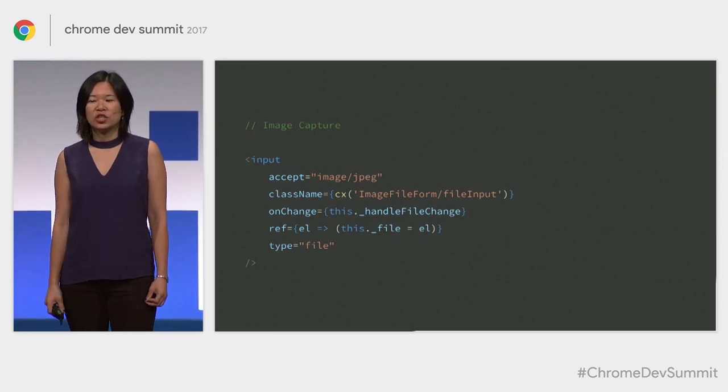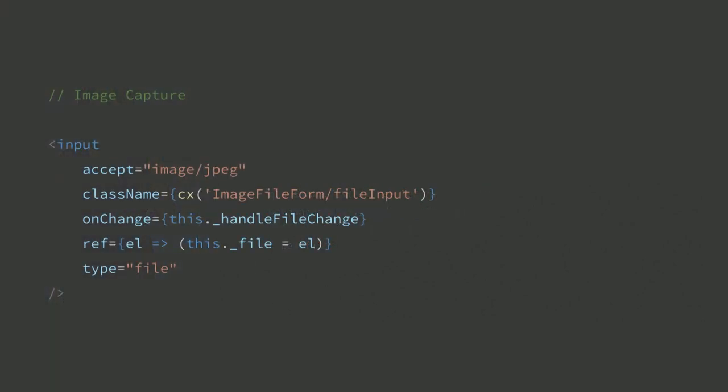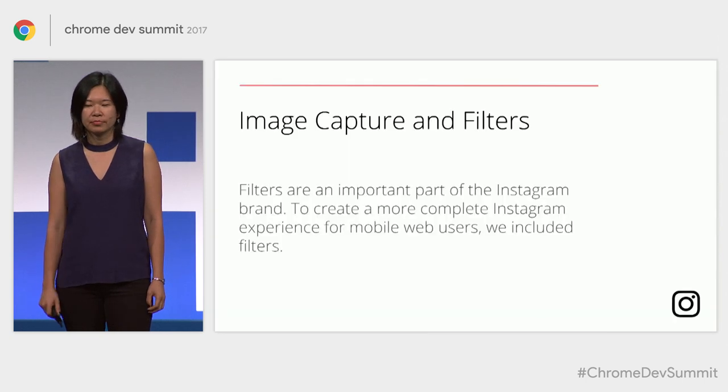Since this was one of the first features we added, we're actually not using the newest APIs, which Matt will be talking about in a little bit. We're simply using the input tag. This is what it looks like. Now, it's also possible to add a capture field, but we purposely left this out so that the user can either upload the photo or take their own.